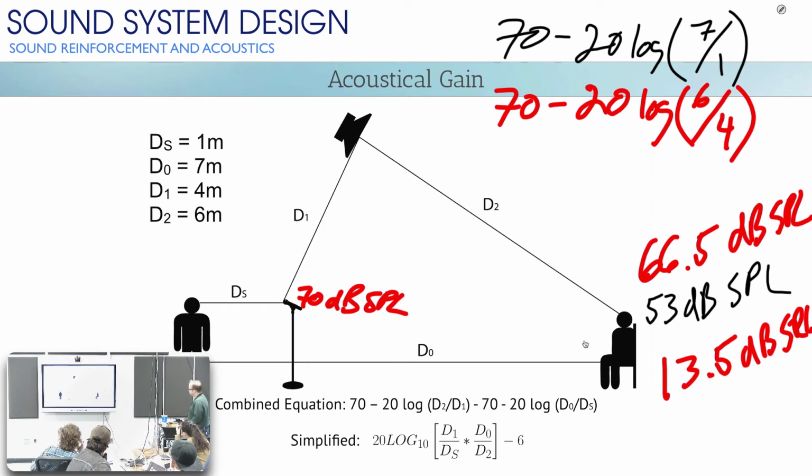Yeah, but there's a variable missing from the second equation. There's no 70, and what was the 70? The level of the talker. Right? So we just proved mathematically that our gain before feedback is independent of the level of the talker. That number stays the same no matter how loud they talk. Isn't that interesting?